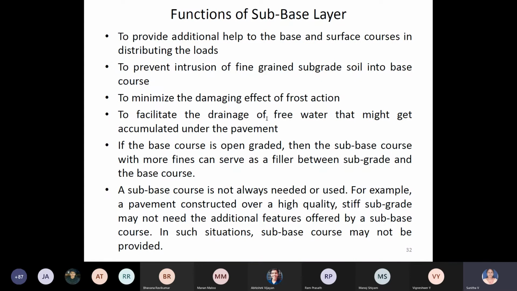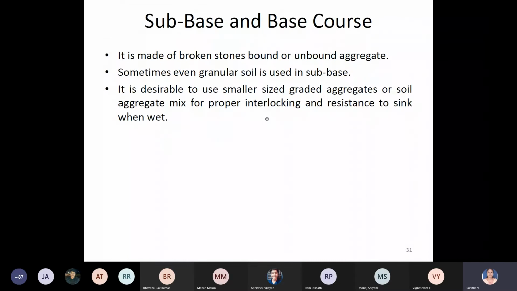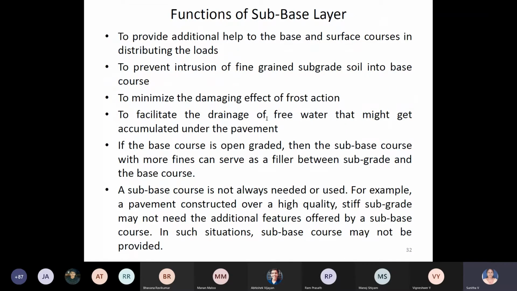The next is the functions of the subbase layer. So first, about the subgrade, you have the subbase. Now this is generally about subbase and base course. Then let us take each one individually: subgrade, subbase, base course, then your bituminous layer.